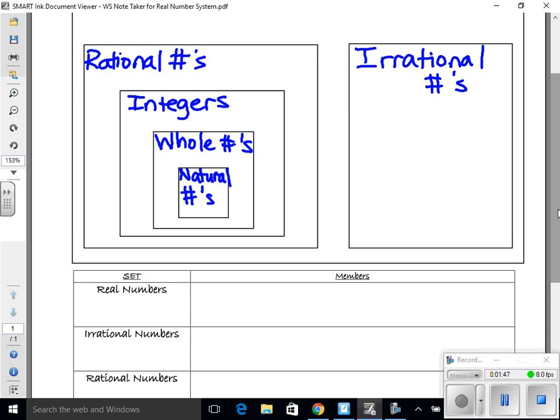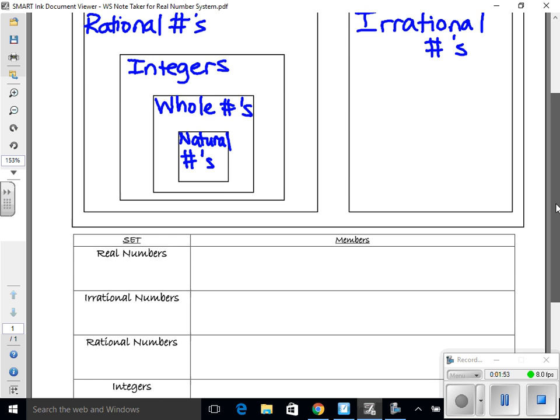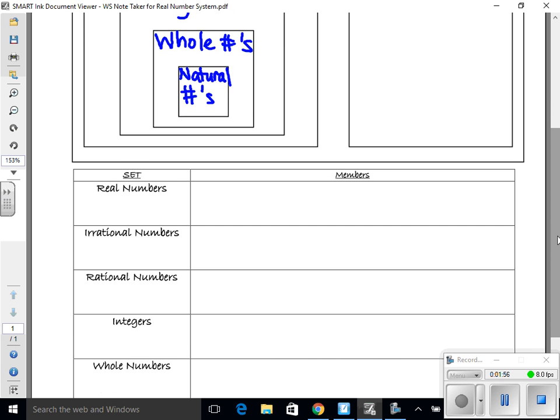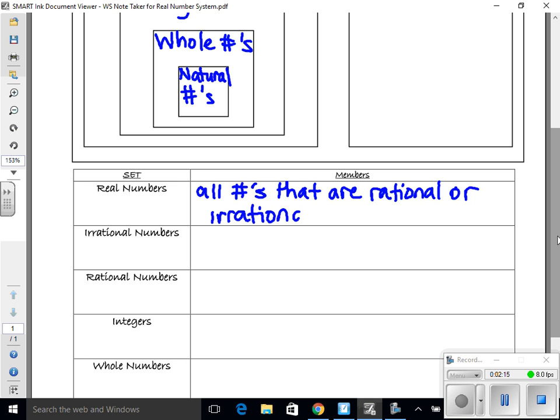Now, the next thing that we're going to do is actually define these words, because knowing where to place a number is all based on definition. Once you know the definition, you can correctly place it, and it usually works in your favor. So the word real numbers is just like I had mentioned before. It is all numbers that are rational or irrational. So every number you know of is real right now.